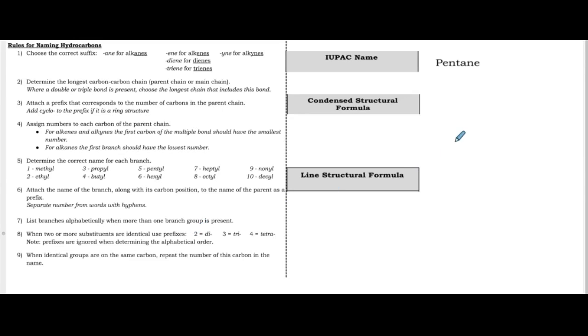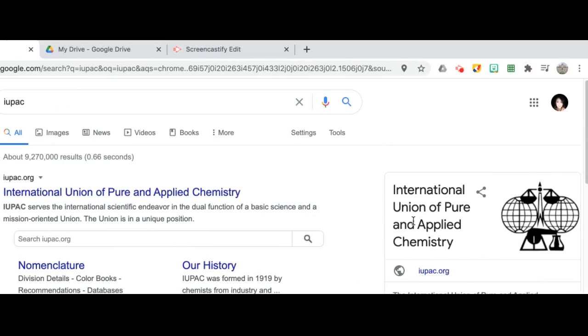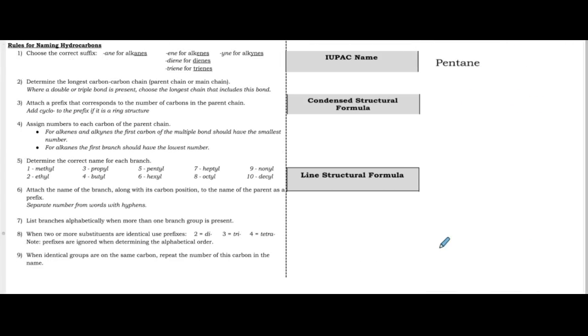For our next example, we're given the name and we have to determine the condensed structural formula as well as the line structural formula. This is known as the IUPAC name, and it is the same system that we've been using. We have to follow these rules in order to derive the correct name for that organic compound. IUPAC stands for the International Union of Pure and Applied Chemistry, and it's universally acknowledged, such that any scientist worldwide will use the same system.